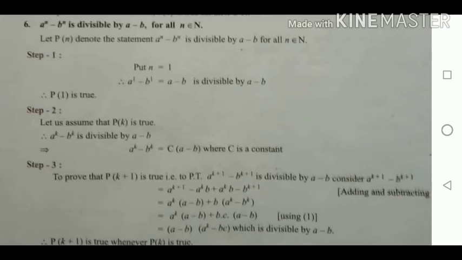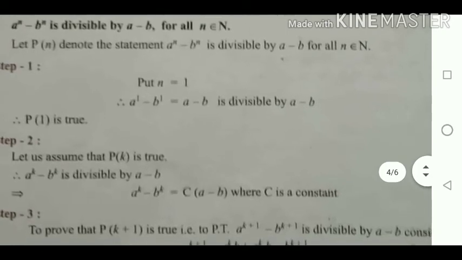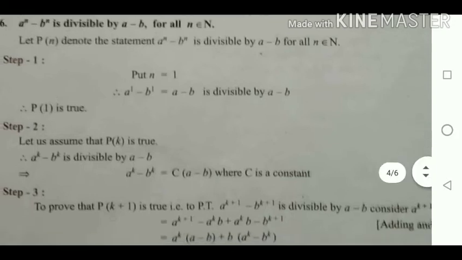The next question: a power n minus b power n is divisible by a minus b for all n belongs to natural number. Let P of n denote the statement a power n minus b power n is divisible by a minus b for all n belongs to natural number. Step 1, put n equal to 1. Then in the place of n I am writing 1. a power 1 minus b power 1 equal to a minus b, which is divisible by a minus b. Therefore P of 1 is true.